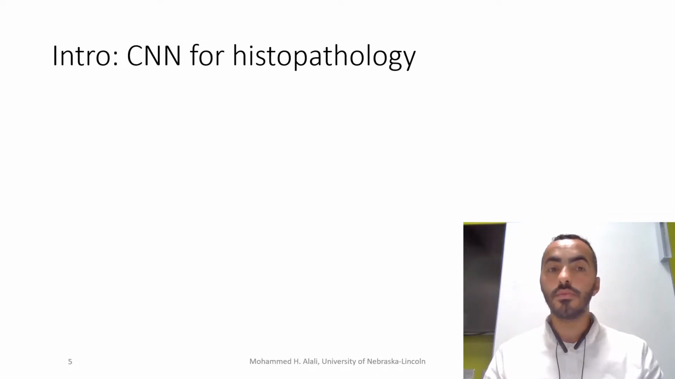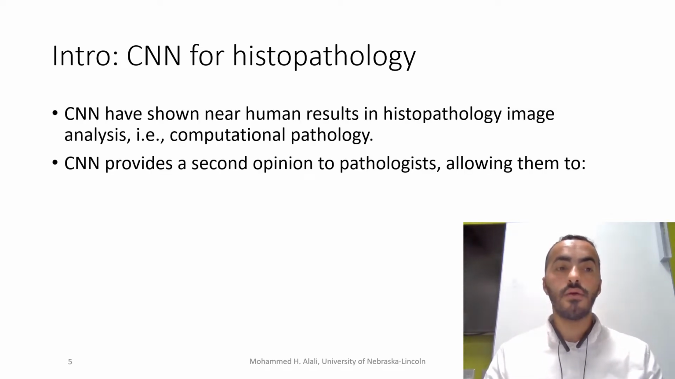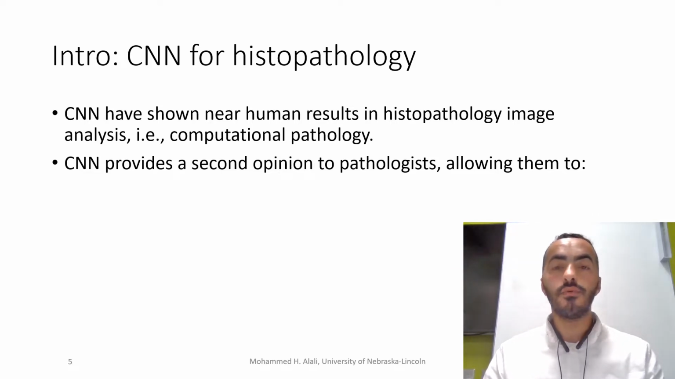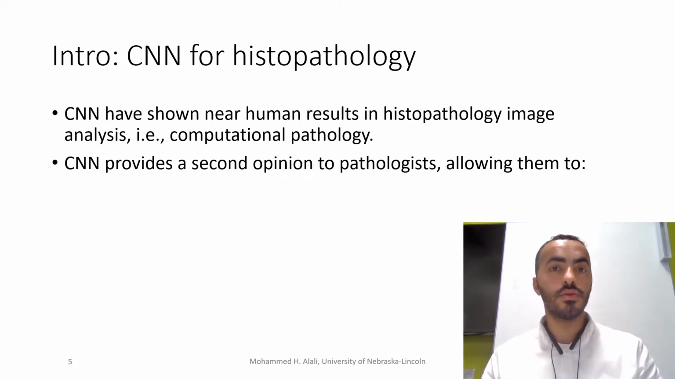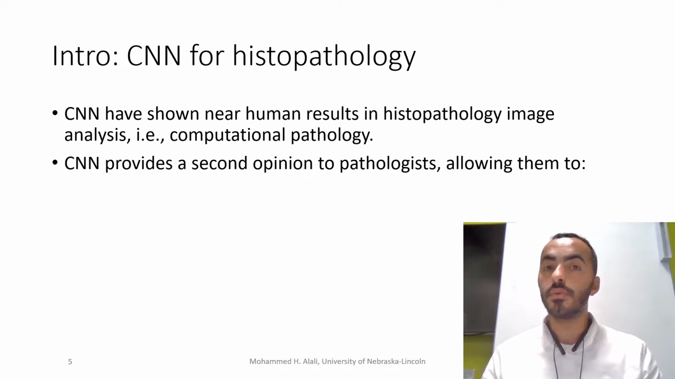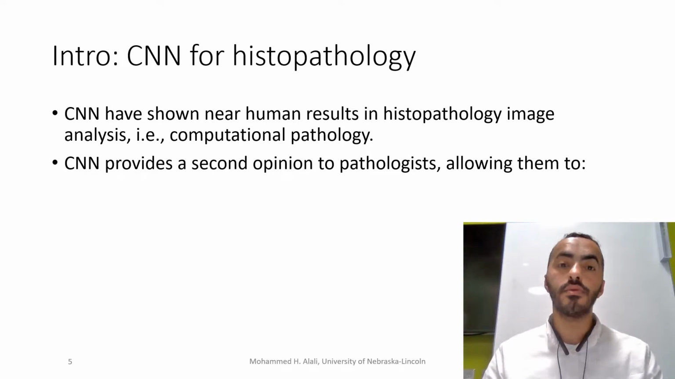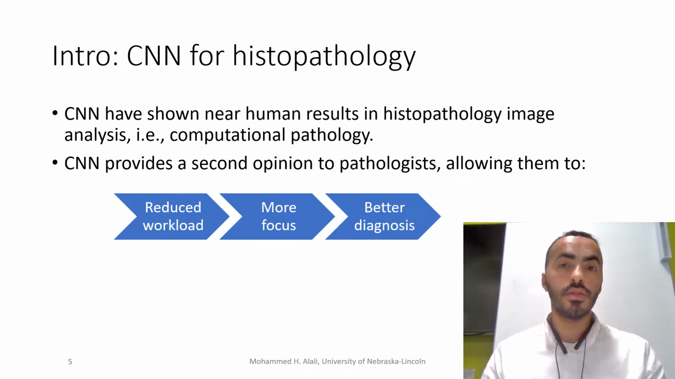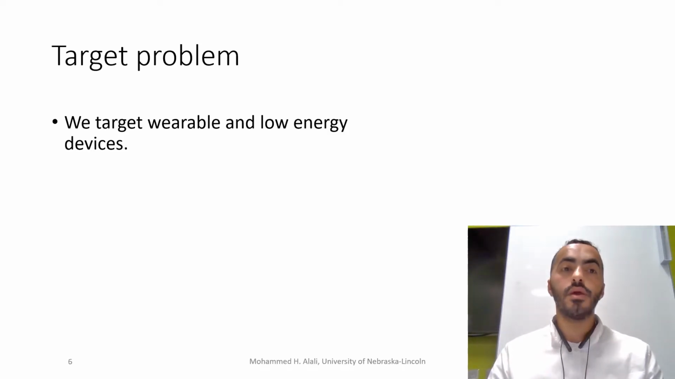CNN usage in histopathology. CNN have shown near-human results in histopathology image analysis, sometimes called computational pathology. CNN provides a second opinion to pathologists. It does not replace pathologists. It just helps them to reduce their workload so that they can focus on more important cases so that they can give better diagnosis.